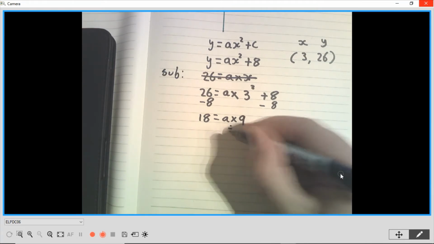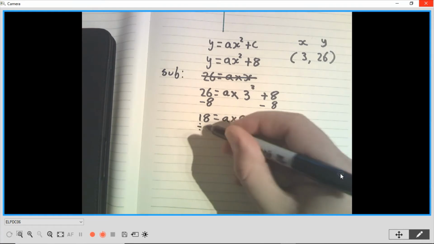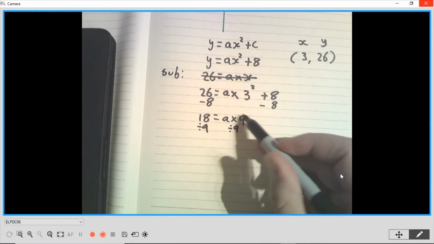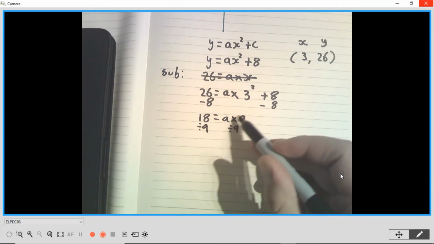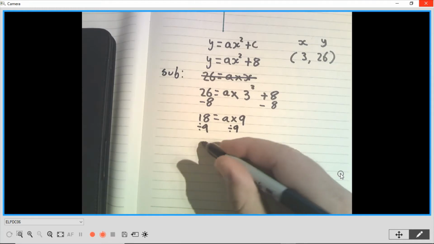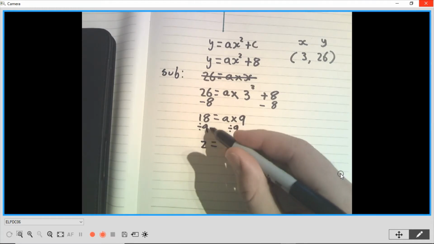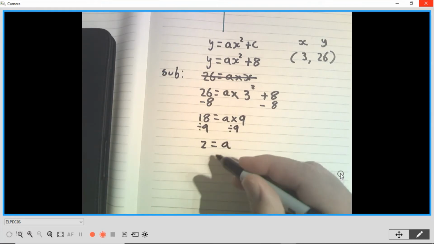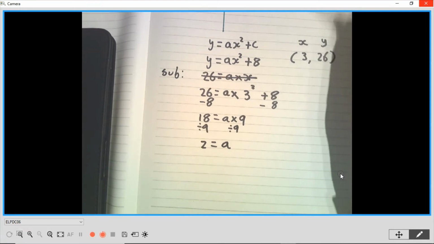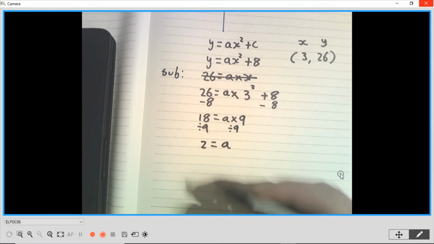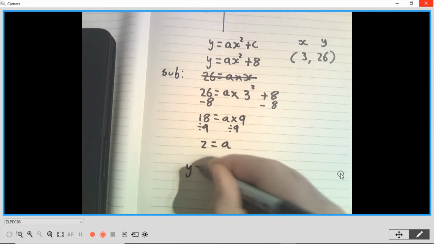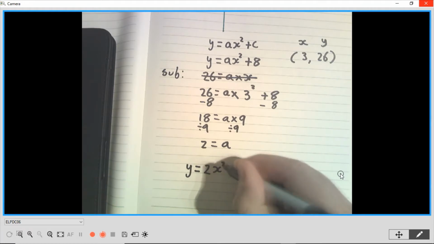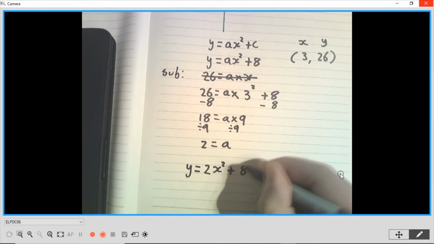We can work that out by dividing both sides by 9. Again, we're thinking, what's happening to this a? It's being timesed by 9. What's the inverse operation? What's the opposite of timesing by 9? It's dividing by 9. And here we can see 18 divided by 9 is 2. And of course, this side is just going to become a. So a is equal to 2 and c is equal to 8, as we already worked out. So the equation of this parabola is y equals 2x squared plus 8.